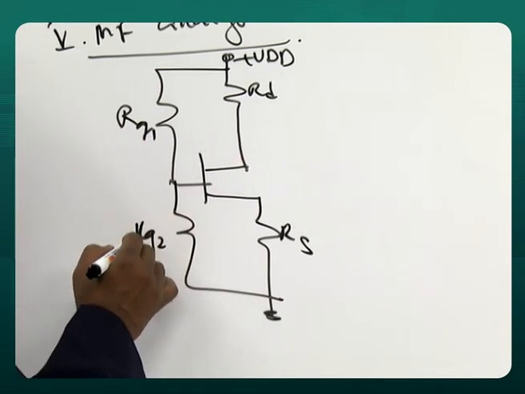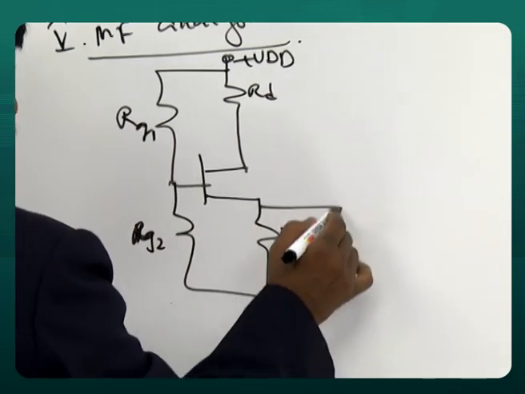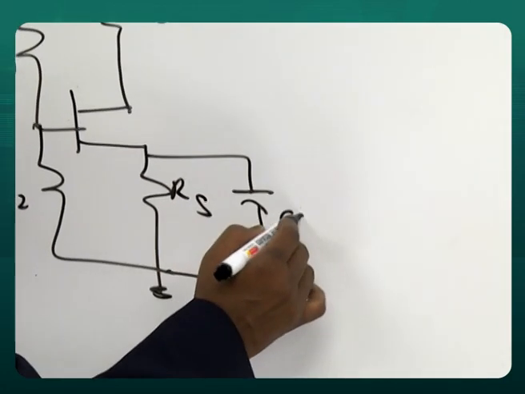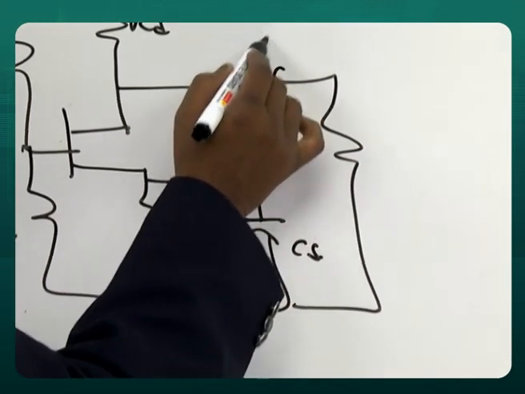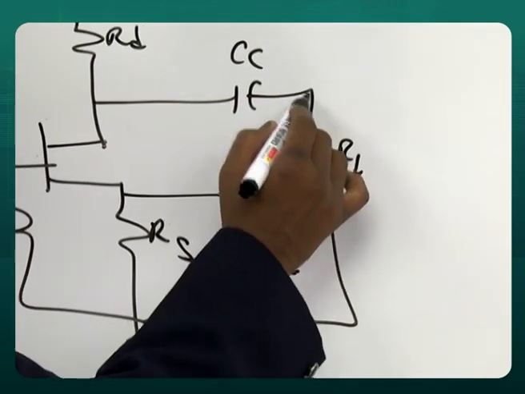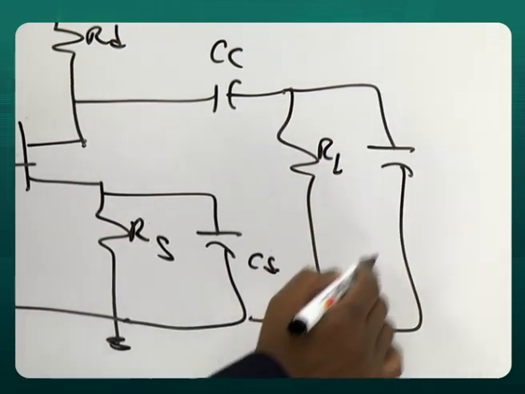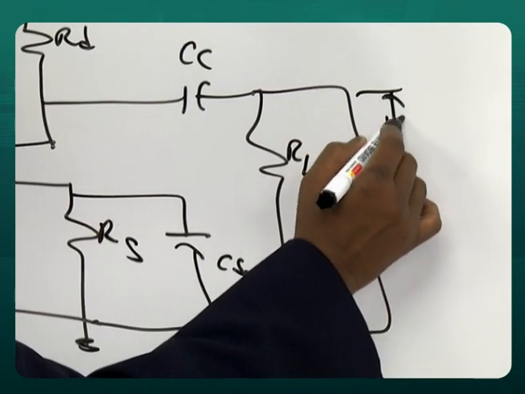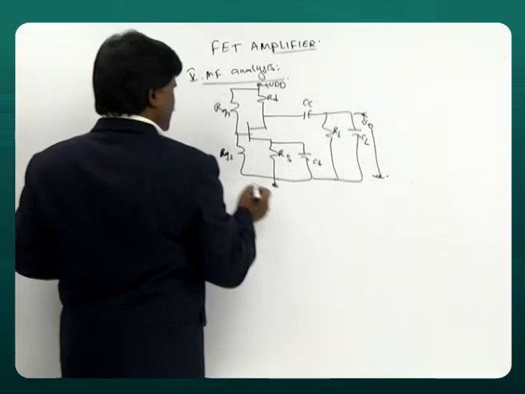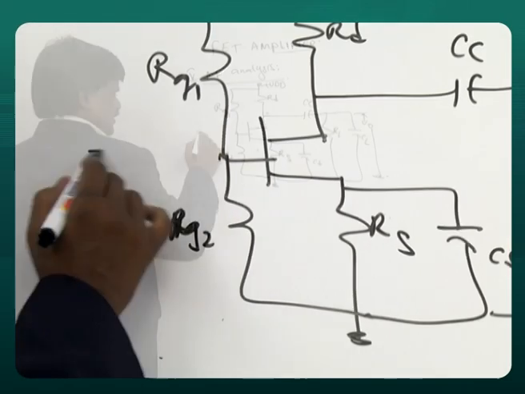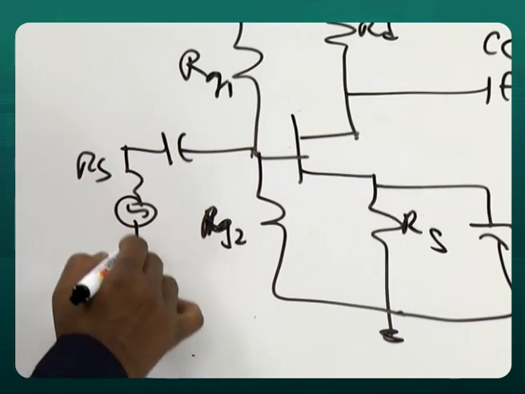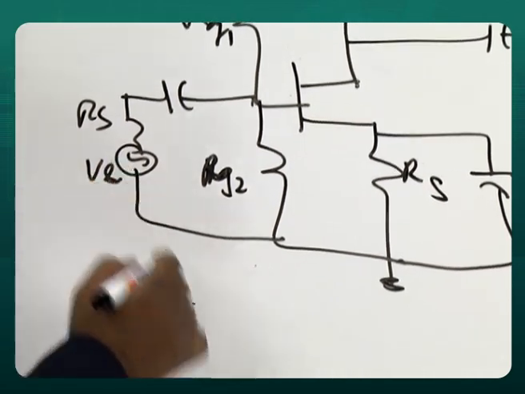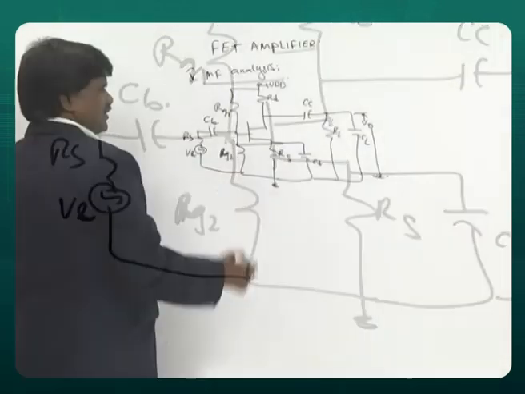RG1, RG2. CS. CC, RL. CL. Output is here. Then we have RS and VS here. CB.